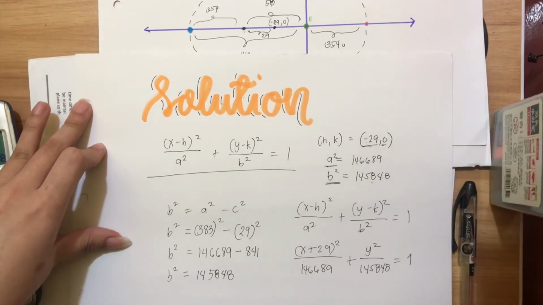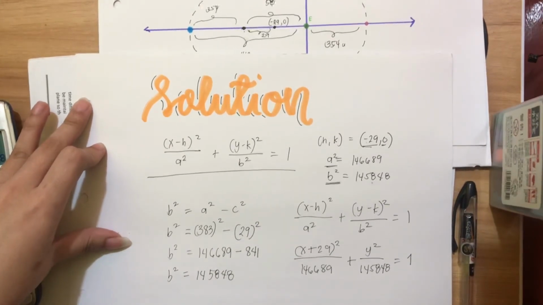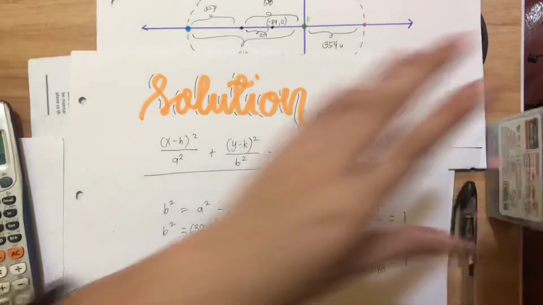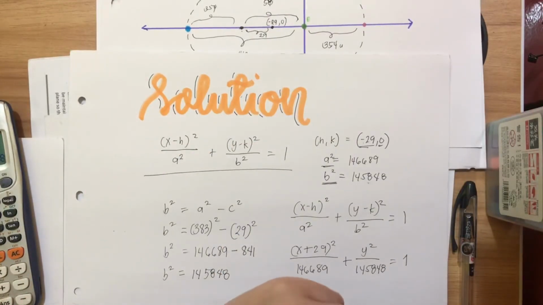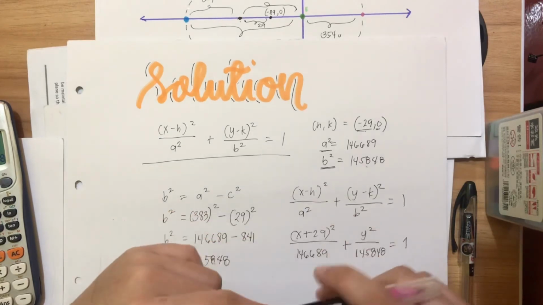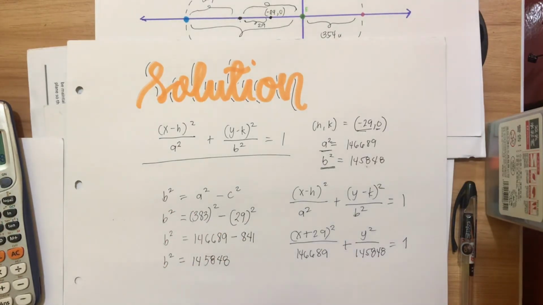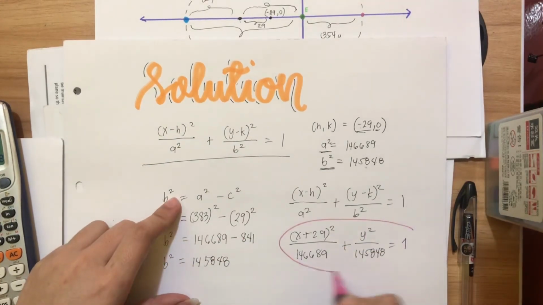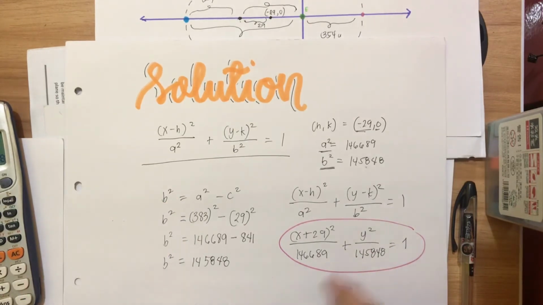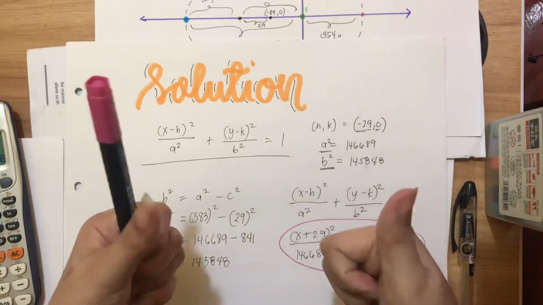So, therefore, the standard equation of the moon's elliptical orbit is x plus 29 quantity squared over 146,689 plus y squared over 145,848 is equal to 1.